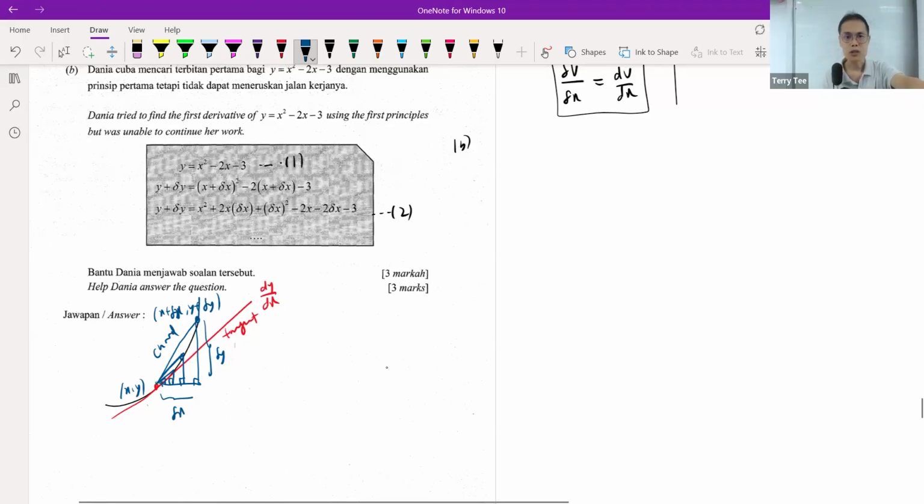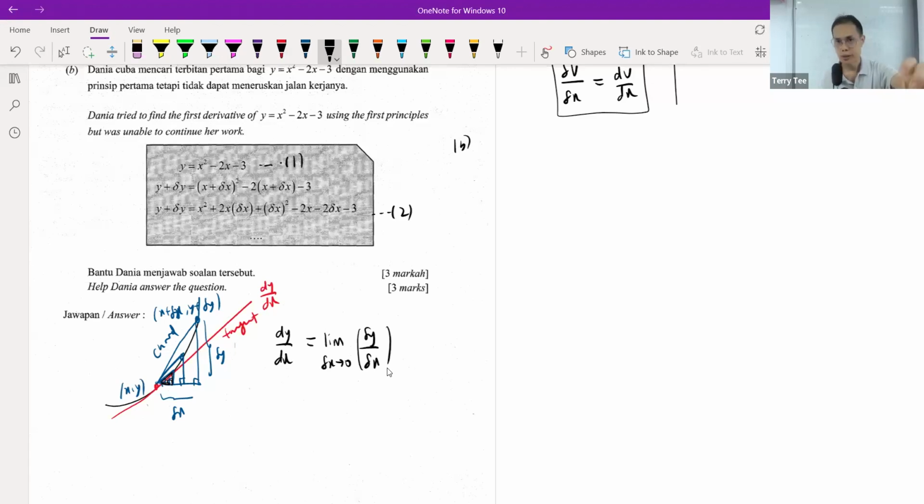So what we have to do is we have to use the concept of first principle here. dy/dx is gradient of tangent. Delta y over delta x is gradient of chord. They are two different gradients. However, when you take the limit of delta x approaching 0, that is, you make this triangle small enough such that delta x is almost 0, then the chord and the tangent will be the same. So up to here, Danya has calculated y and y plus delta y.